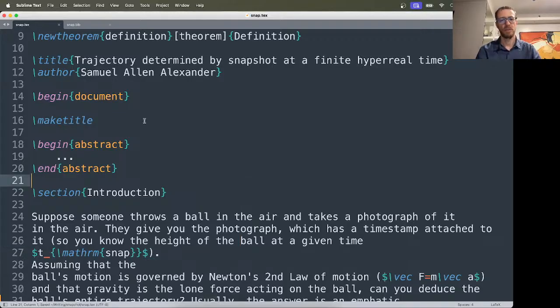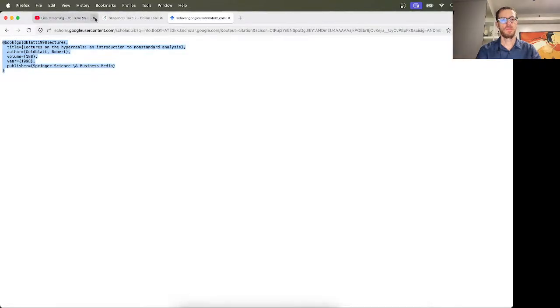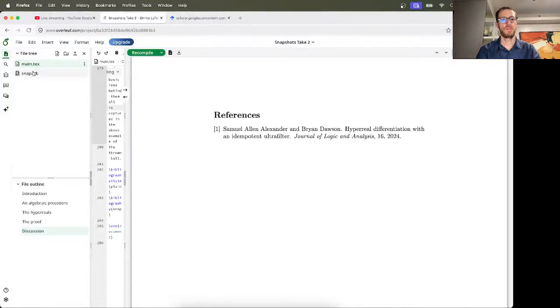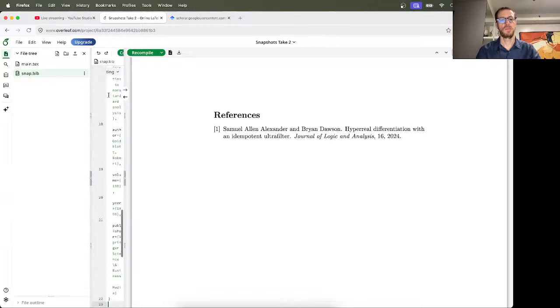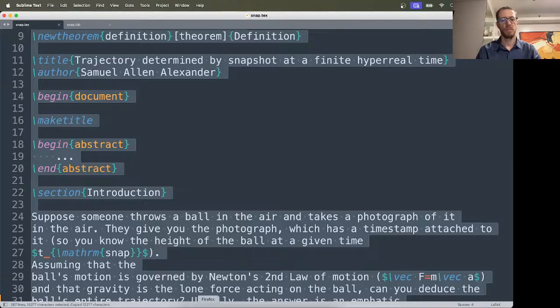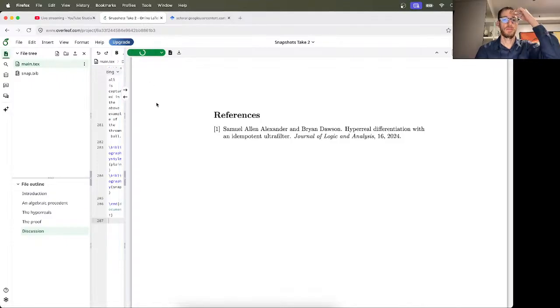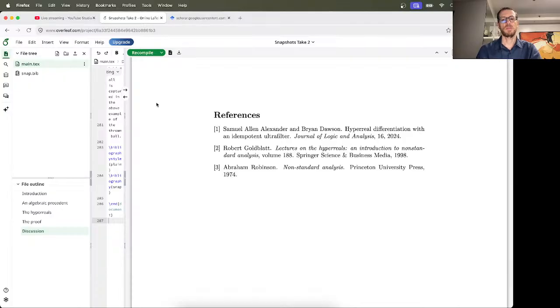Let's typeset this. Paste the bibliography, paste the main manuscript. Now our bibliography has 3 items.